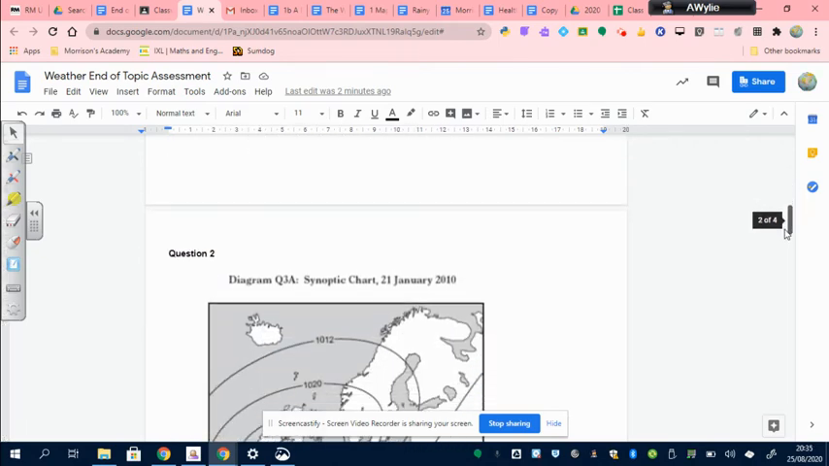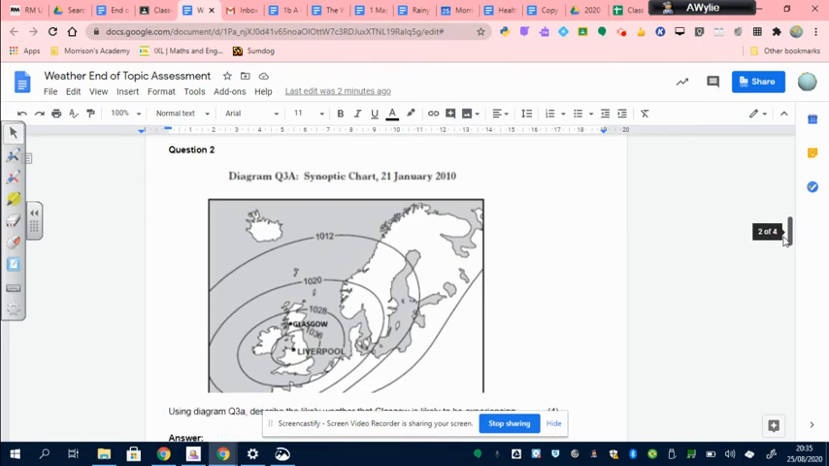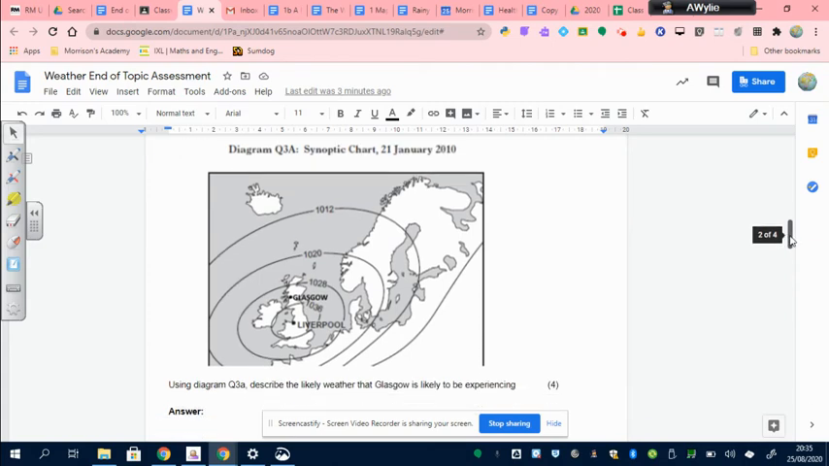Okay, so we have another synoptic chart. This time it's the 21st of January 2010. We can see Glasgow and Liverpool are marked on this map. The question then says, using diagram Q3a, which is this diagram here, describe the likely weather that Glasgow is likely to be experiencing. So describe.